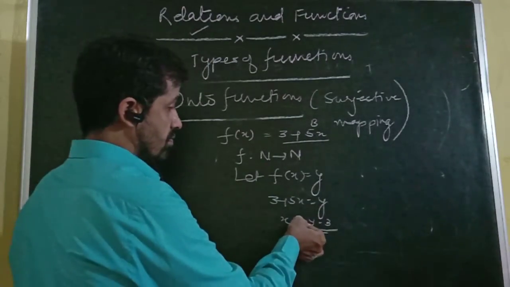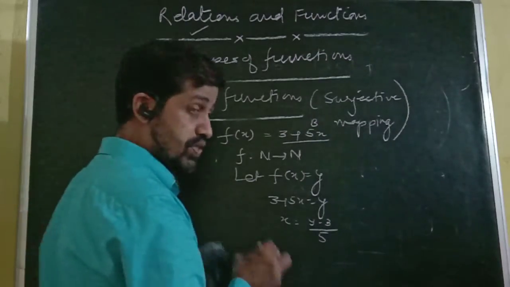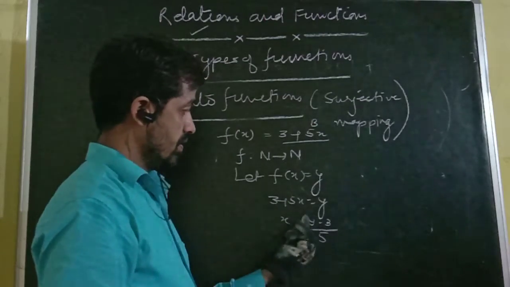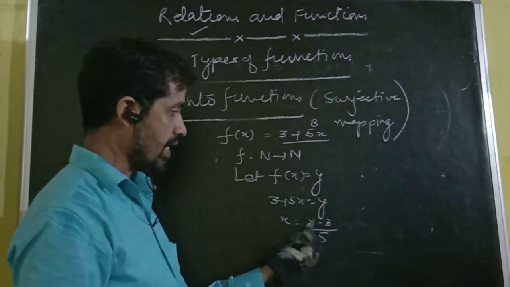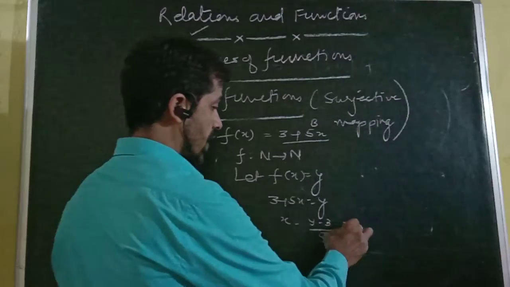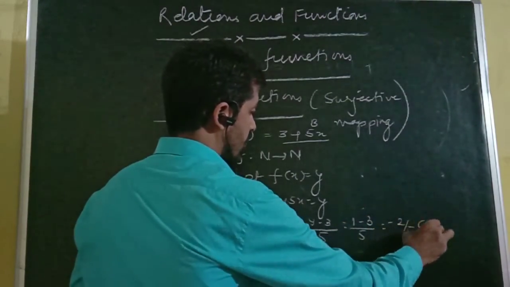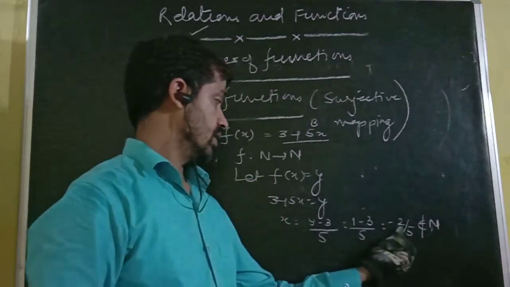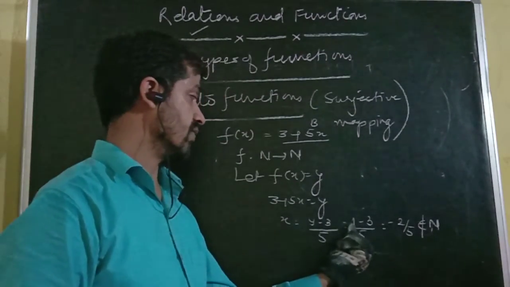Now, the function was defined from N to N. We check from this expression whether it is onto or not. Now, y is an element of codomain. If I put y equals 1, then x equals (1 minus 3) upon 5, which is minus 2 upon 5, which does not belong to N. So the value of x does not belong to N. That means 1 does not have a pre-image.